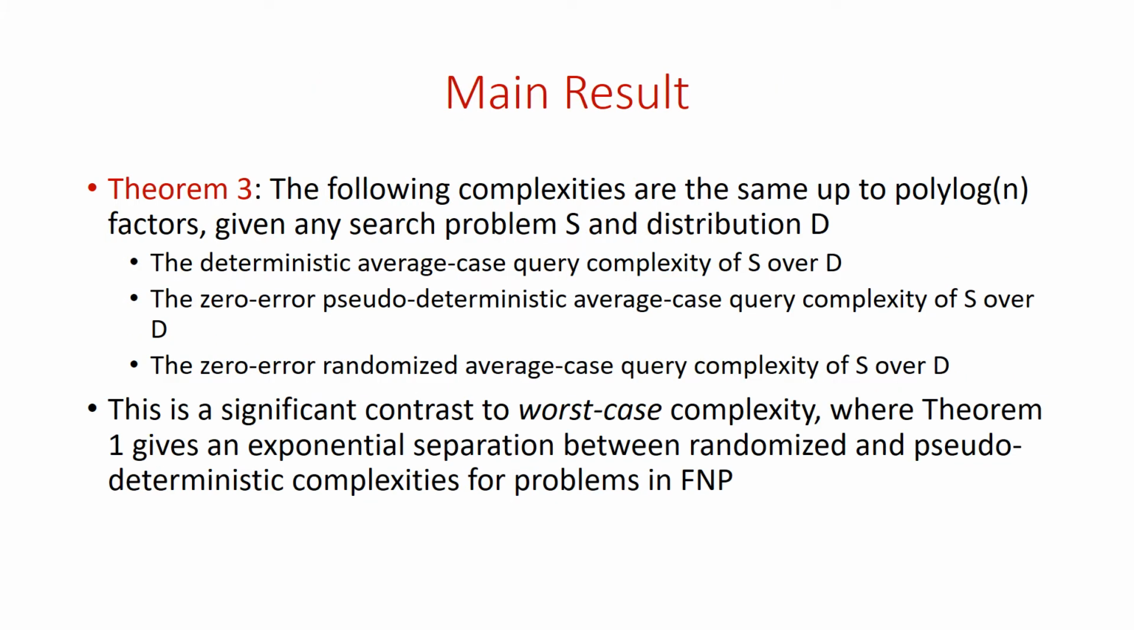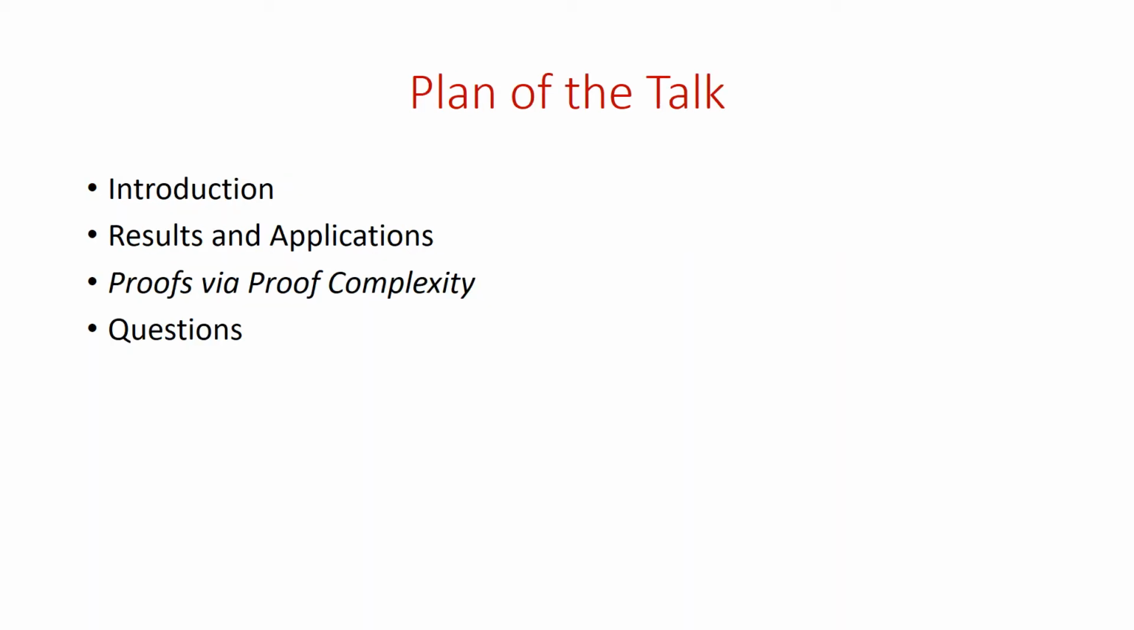And then there's theorem 3, as I mentioned: equivalence in the average case setting between deterministic, pseudo-deterministic, and randomized complexity. This is in significant contrast to the worst case setting, where theorem 1 gives an exponential separation between the randomized and the pseudo-deterministic complexity. Okay, so now I'm going to say a bit about the proofs of our main results, and specifically about the proof of theorem 1.